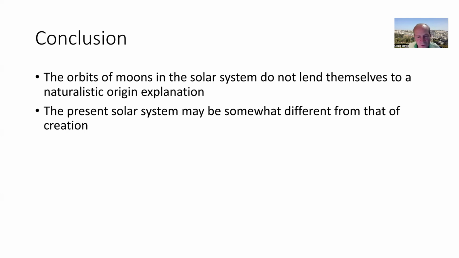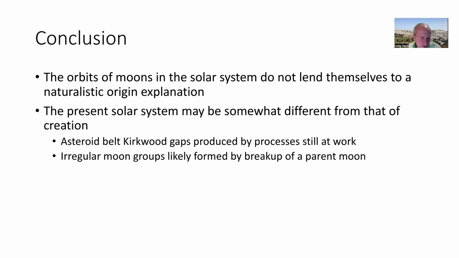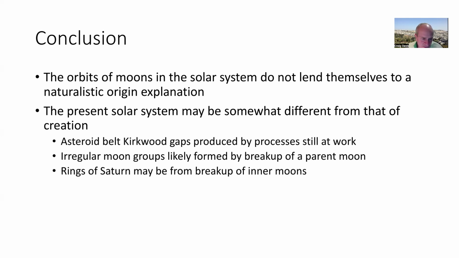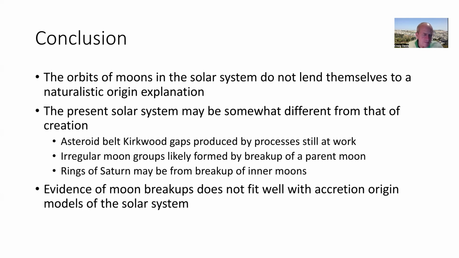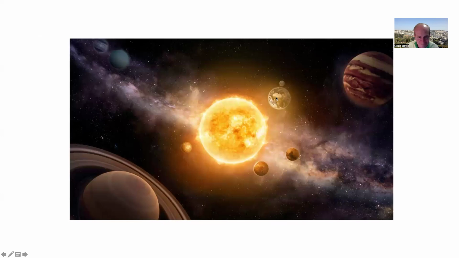There are processes at work which would have changed things, like the Kirkwood gaps in the asteroid belt, the irregular moon groups, which were likely formed by breaking up of a parent moon. The rings of Saturn may be from the breakup of inner moons of Saturn. And the idea of moons breaking up doesn't fit well with an accretion origin model of the solar system. So I think that most of these points point more toward a design model of the solar system than a naturalistic model. Small things are breaking apart, not coming together.